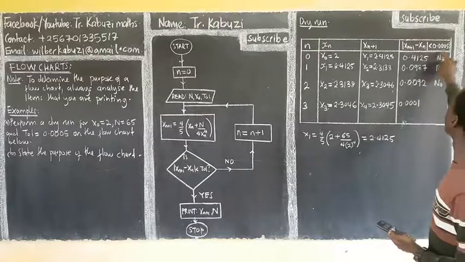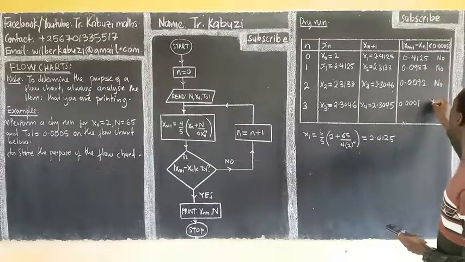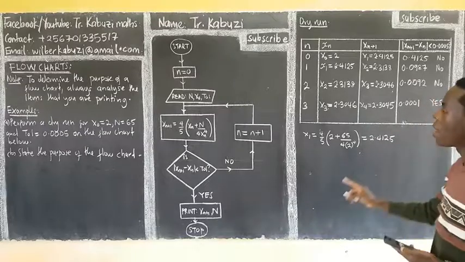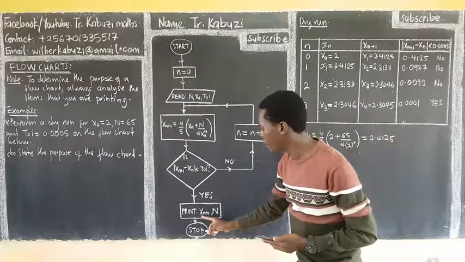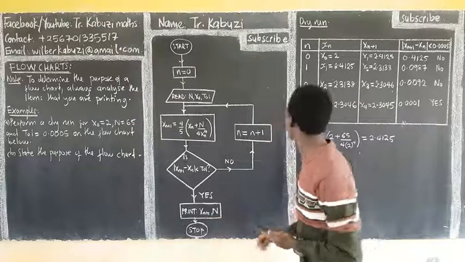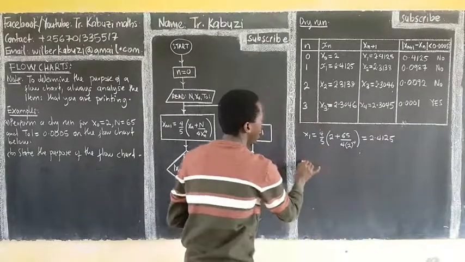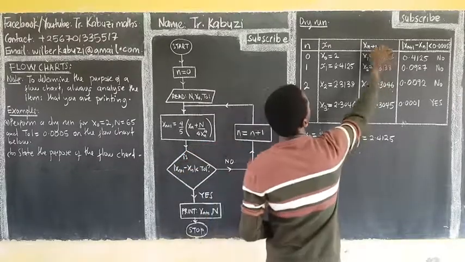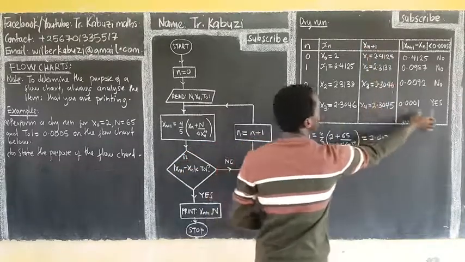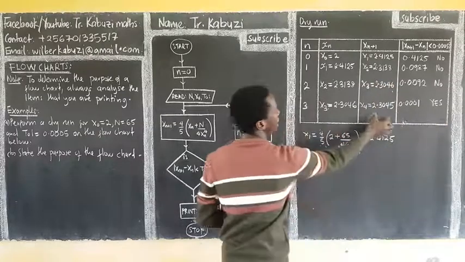Is it less than 0.005? The answer is yes. And now, if the answer is yes, then you print the value you have for xn plus 1 and the n. So now, xn plus 1 will be the value you have for xn, the last value, which is this value.